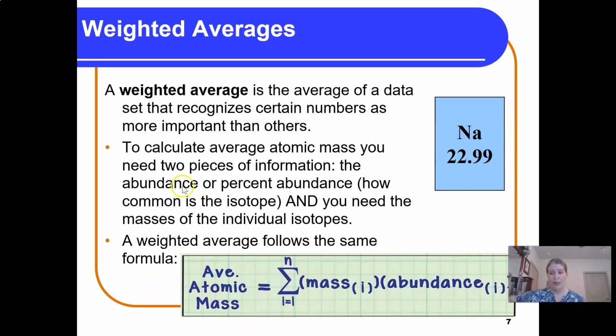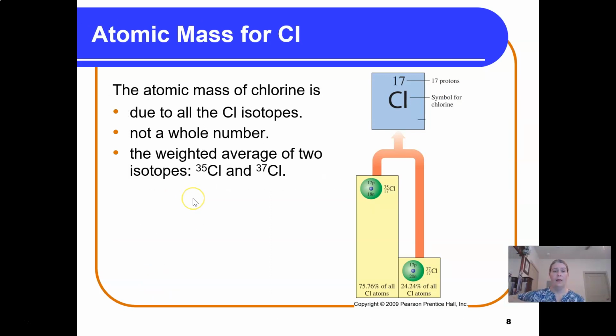So let's see how this works in a real process. Here's chlorine. The atomic mass of chlorine on the periodic table is not a whole number because it is the weighted average of all of the isotopes. And there are, in fact, two isotopes of chlorine, chlorine 35 and chlorine 37. And the little diagram here shows you that there's quite a lot more chlorine 35 than there is chlorine 37.